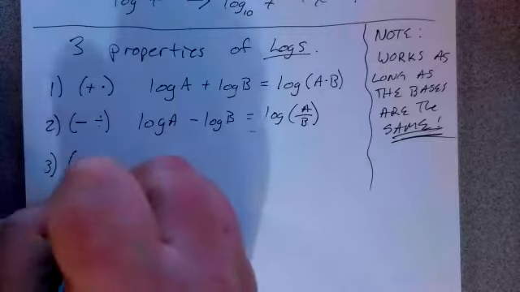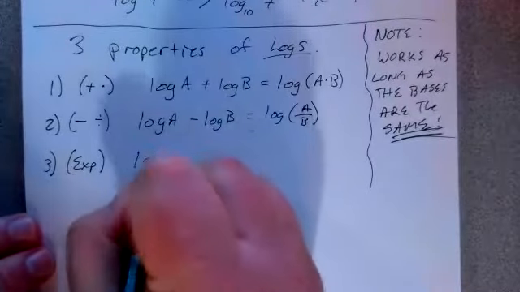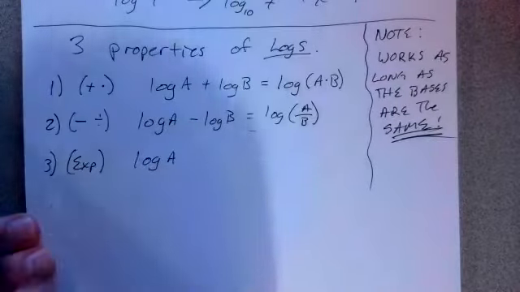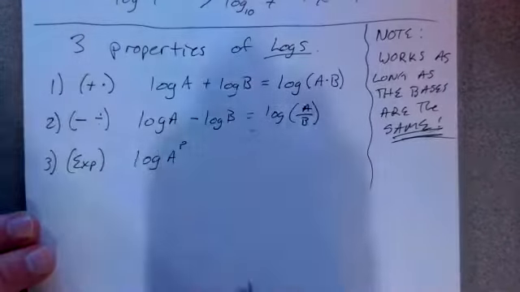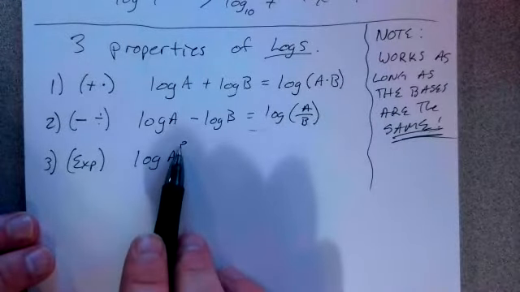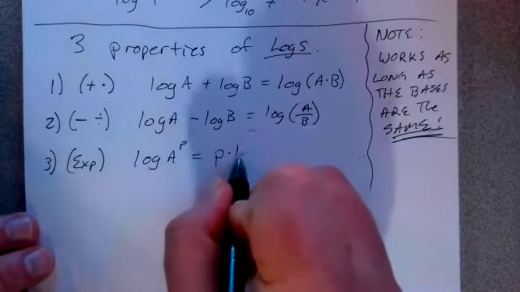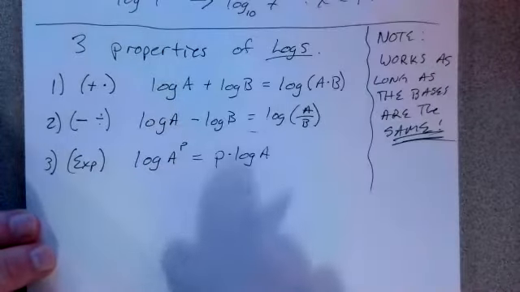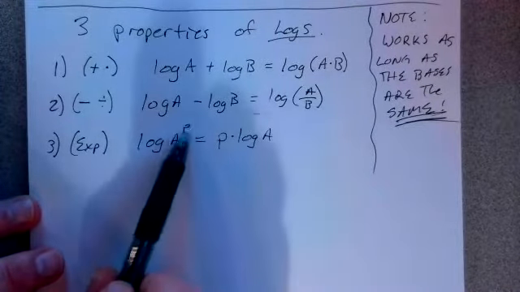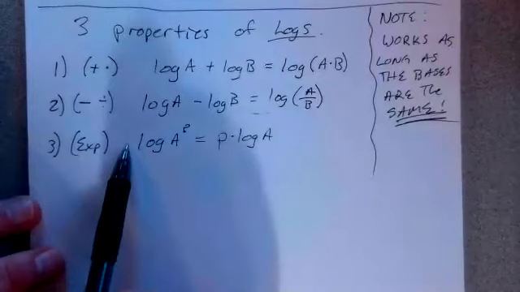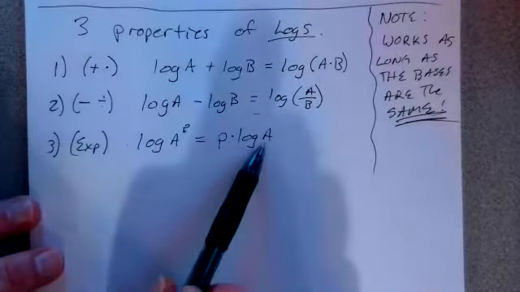And then the third one is our exponential property. If I have the log of A to some power, so let's call it P. So log base 10 of A to some power is equal to P times the log of A. Now this one's a little bit different. So that P, that exponent comes out front. So A to some power, that power comes in front of the log and it's going to get multiplied.